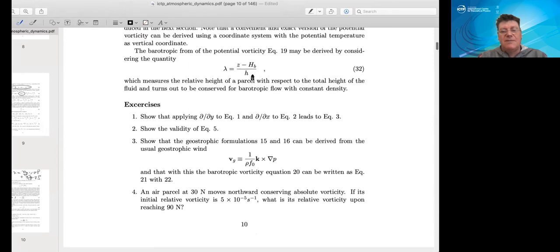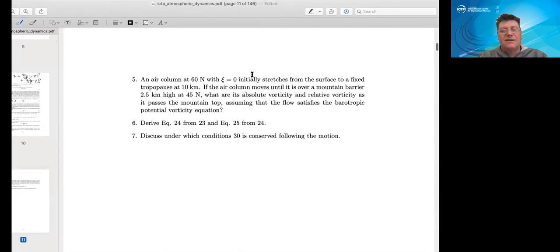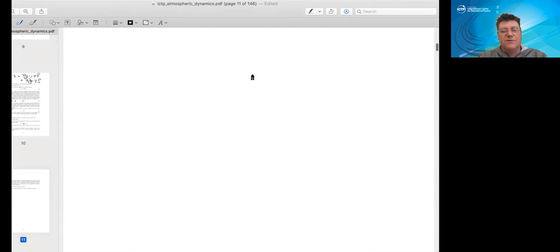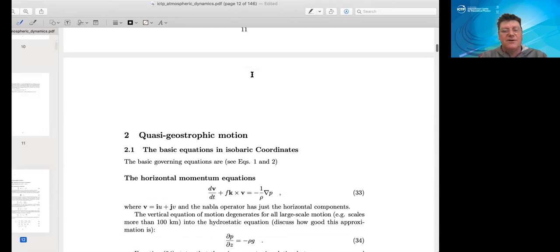And then there are some exercises that are also related to the derivation of the potential vorticity, which I encourage you to do at least over the weekend.